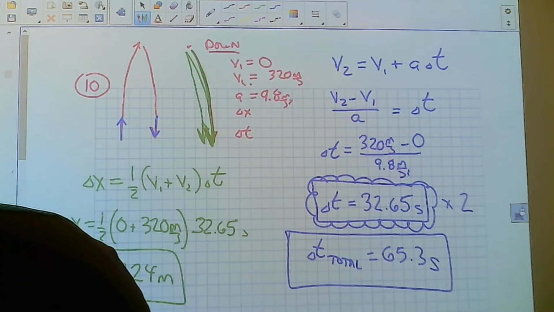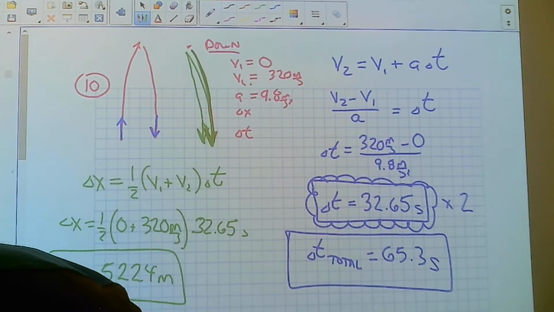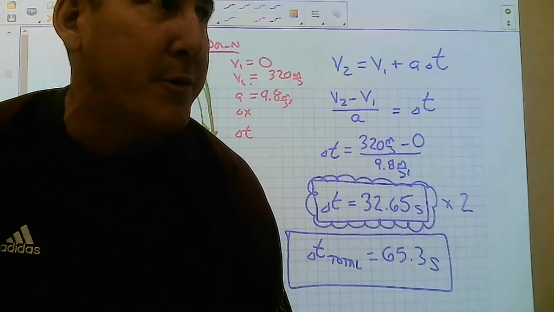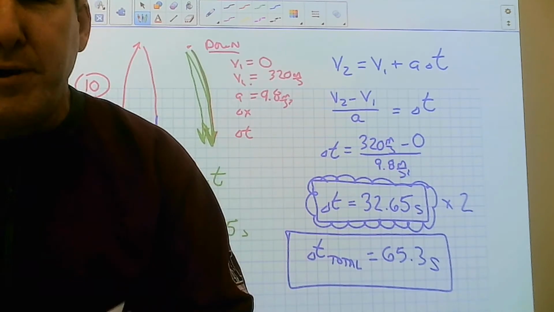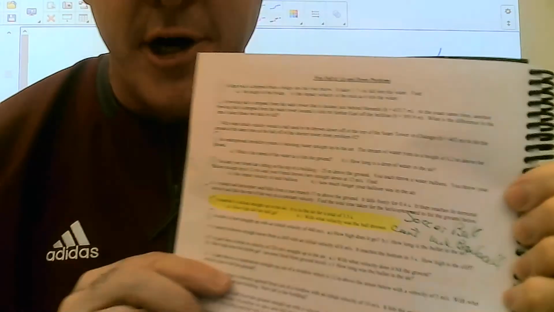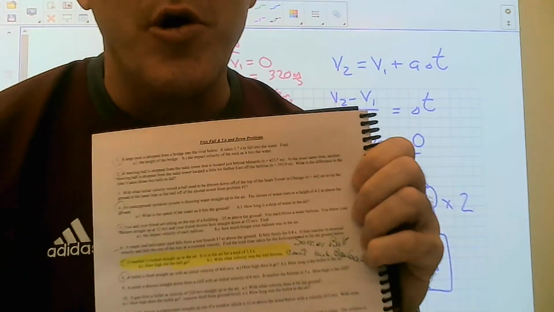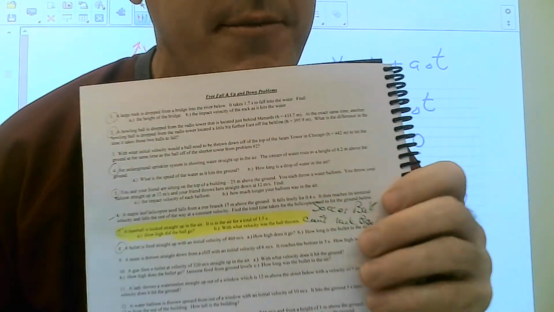All right, that was number 10. Let's do number 9. Number 10, by the way, is very similar to number 8. In fact, take a quick peek at number 8, which you may or may not have done already. Number 8, you're going to get a value of just over 10,000 meters.